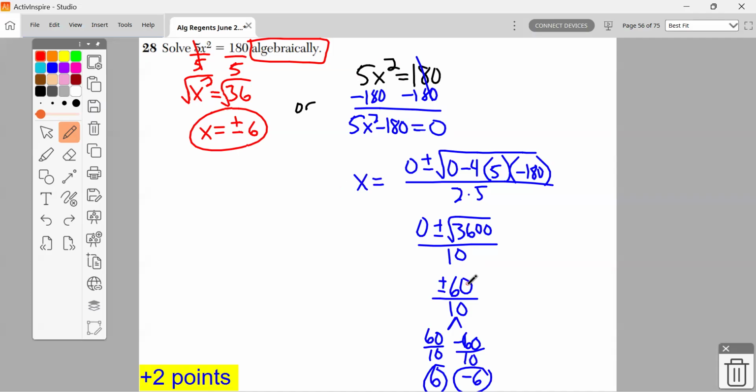A couple different ways that you could have done it. You could have used the quadratic formula if you wanted to, and then you get 6 and -6. We could have, but you need to get it set equal to 0 first if you do the quadratic formula.